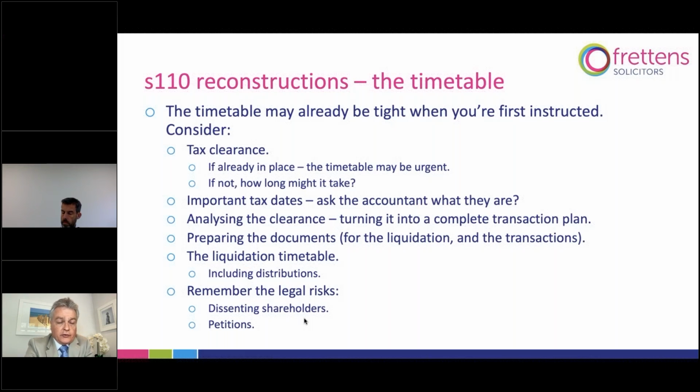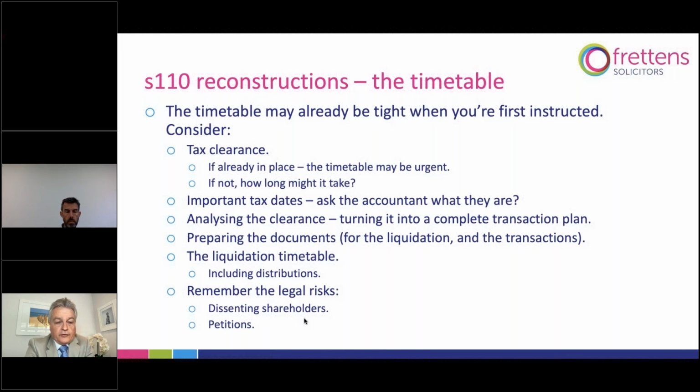And it's good and bad news. If it is already in place, the timetable may already be quite urgent. If it's not in place already, then it may be bad news to tell people that it could take a little while for them to get it. There could be some quite important tax dates, and it's worth asking the accountant if they know what they are, if they can tell you what they are.